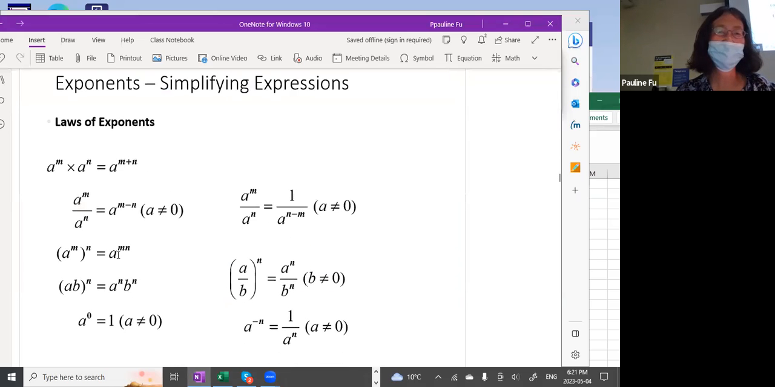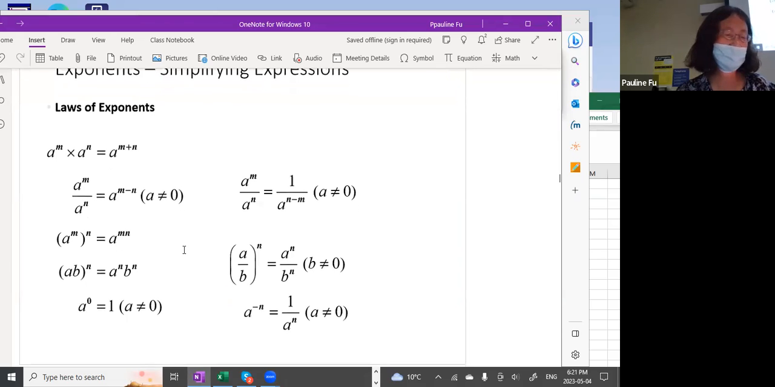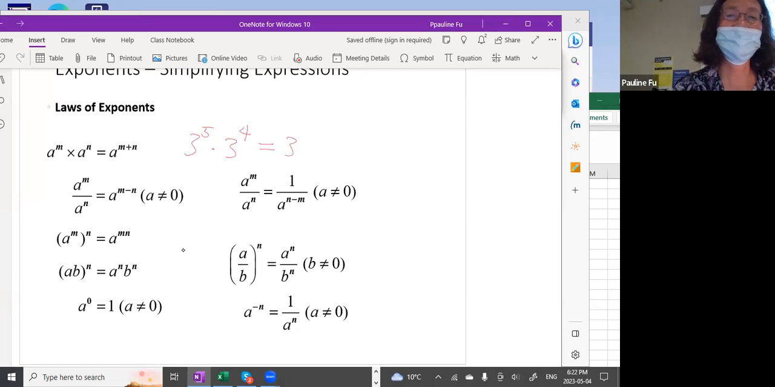Last class, we went over some exponents, so this is a little bit of review. Just want to give you some examples. For example, 3 raised to power 5 times 3 raised to power 4. So what is this number? Excellent, 3 to power 9.